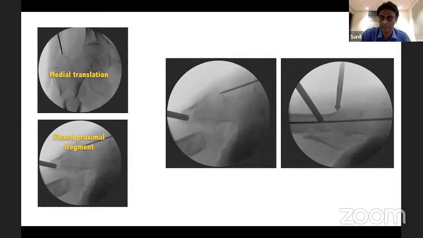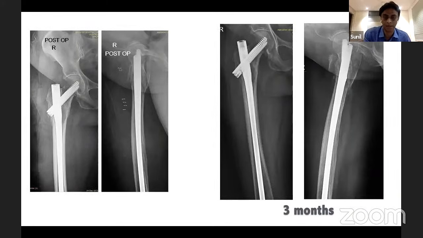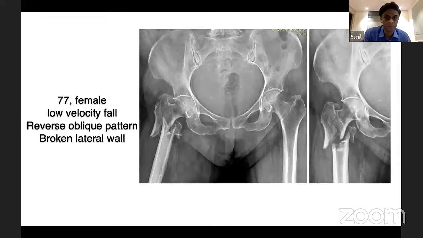Push-pull techniques, again, are a great tool. You can use a ball spike pusher, or different kinds of pushers, and you can also use a bone hook to adjust these translatory deformities so that you can reduce and then nail them successfully. Here, one pusher controls the medial translation, and the other one, in a different plane, controls the reduction in the sagittal plane. Once you have your reduction, this can be done using very minimal small incisions. Then you can nail them anatomically, and they will do well.